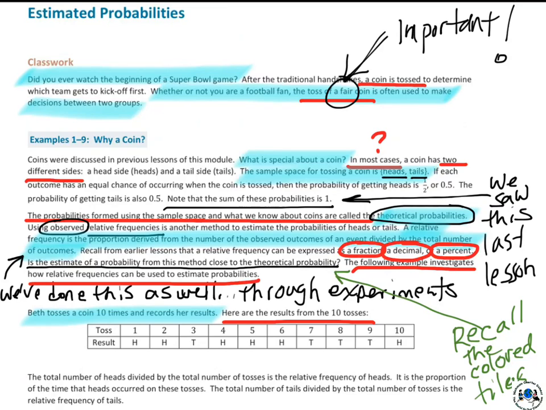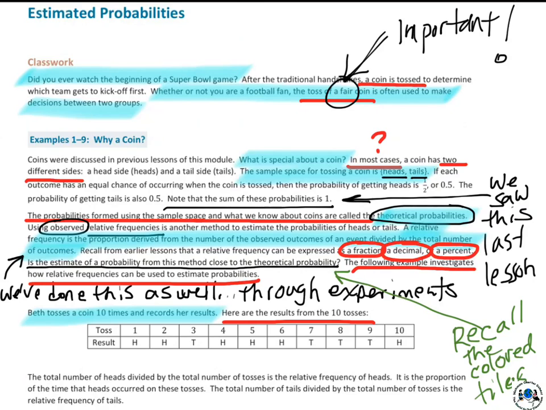And here is our assignment. Beth tosses a coin 10 times and records her results. And here are her results: heads, heads, tails, heads, heads, heads, tails, tails, tails, heads.